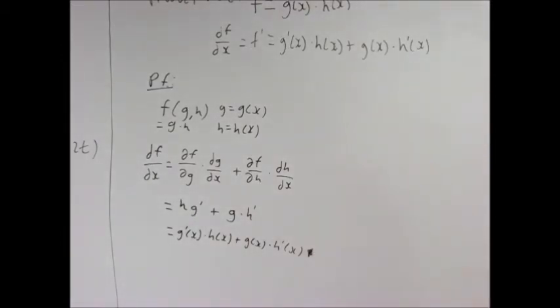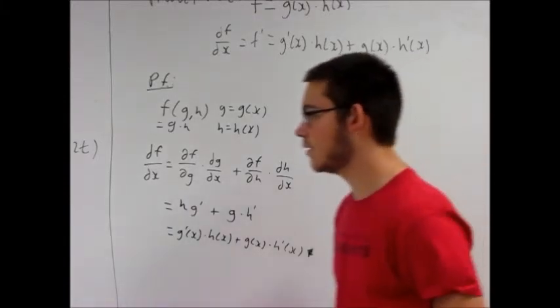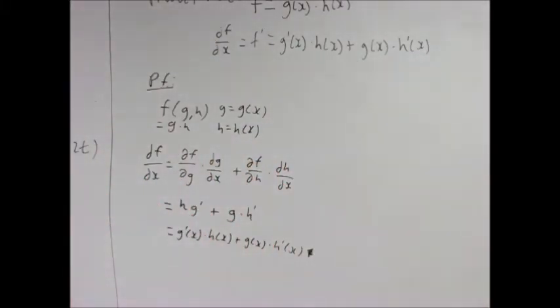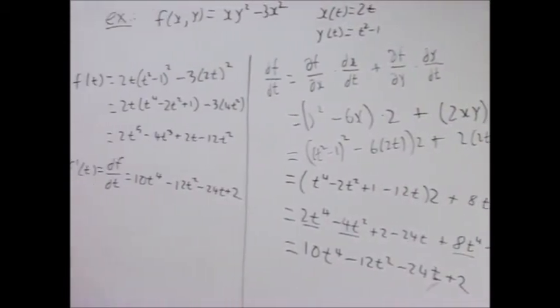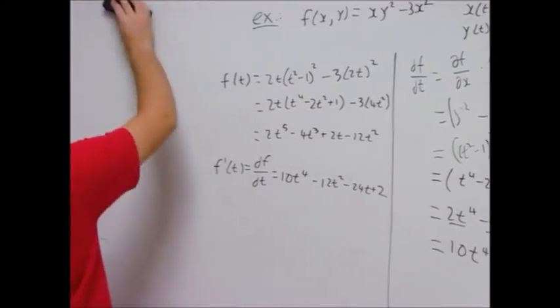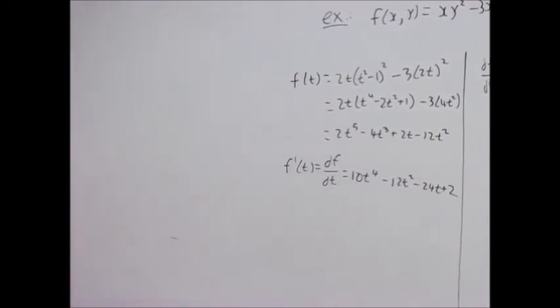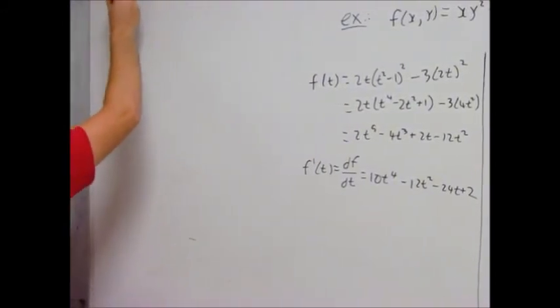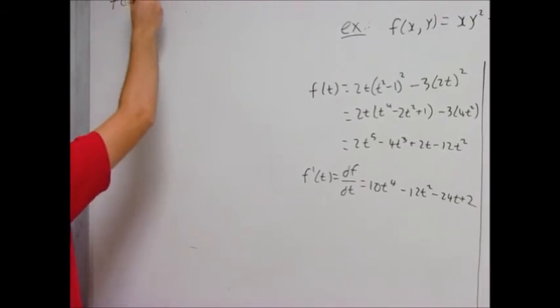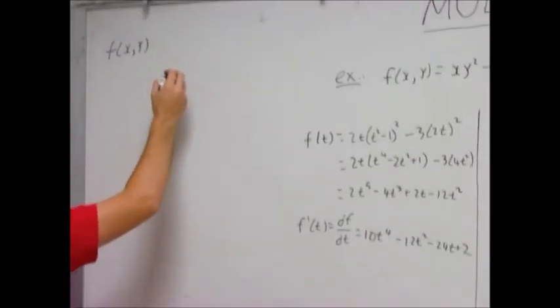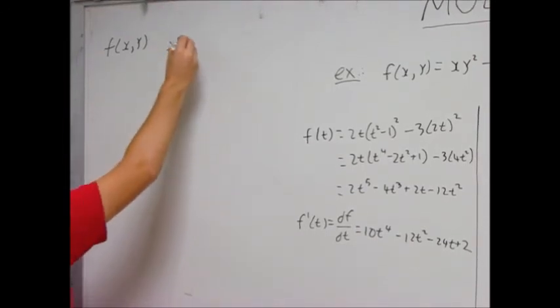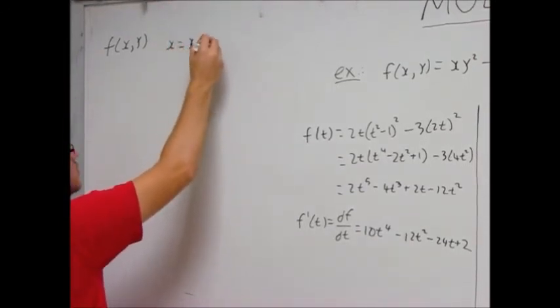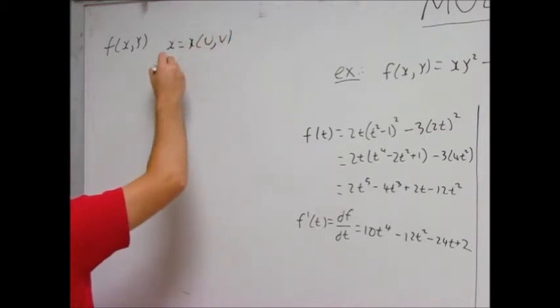And so there is the interesting proof using the multivariable chain rule. I just want to talk about another version of the chain rule. What if you had f of x comma y, but x and y were also multivariable functions, functions of u, v.